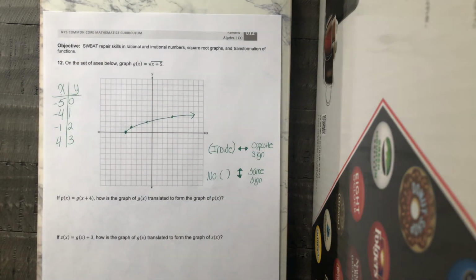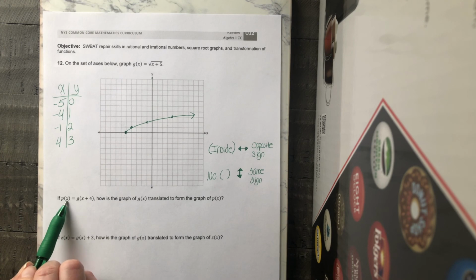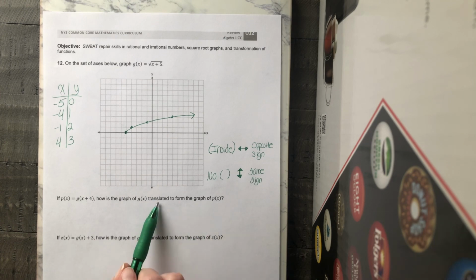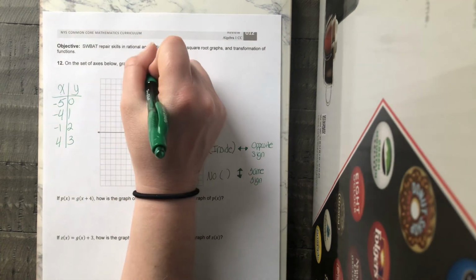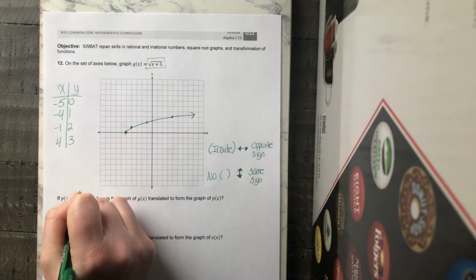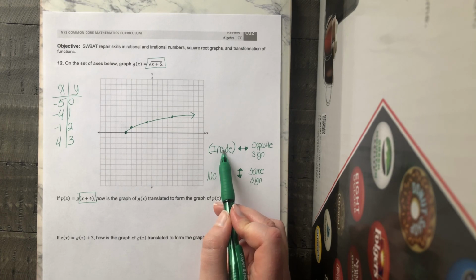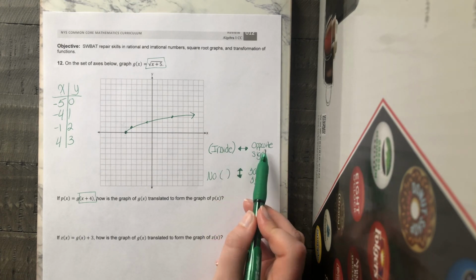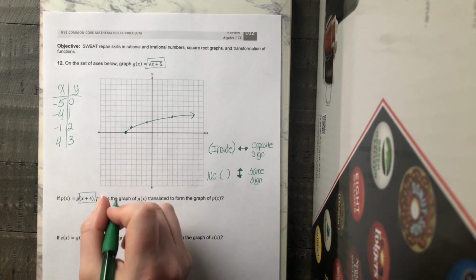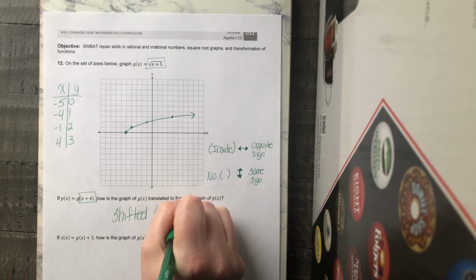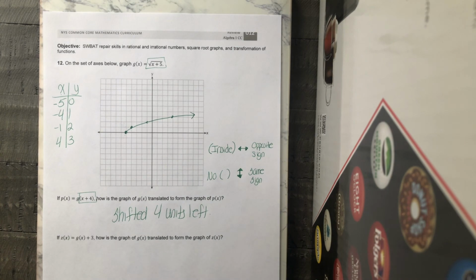Now underneath, these are where my rules would have to be memorized on the side here for you to answer this question. So it says if p of x equals g of x plus 4, how is it translating? How is it shifting? What's happening? Well, this was my original function, and this is what they want that new function to look like. Well, I know if I'm inside parentheses, I'm moving to the left or right with the opposite sign. So this isn't going to the right 4, it's actually moving 4 units to the left. So it's moving to the left 4.